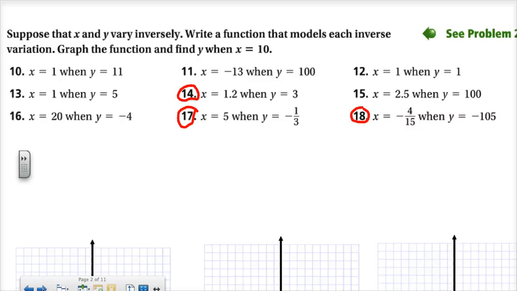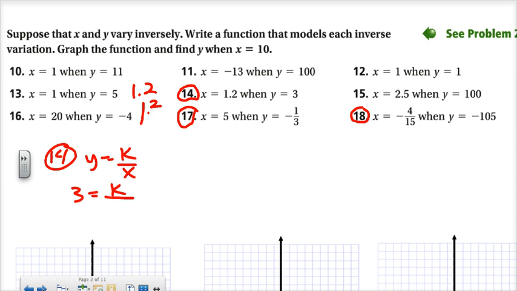Next up, we have, suppose that x and y vary inversely. Write a function that models each inverse variation and graph the function and find y when x equals 10. So 14, if it's inverse variation, has to fit this model, y equals k over x. And for 14, they're telling me that y is going to be 3 and x is going to be 1.2. Now, you know how I am about decimals inside fractions. So 1.2 I would think of as 1 and 2/10, which is 1 and 1/5, and then I would change that into 6/5 right away.